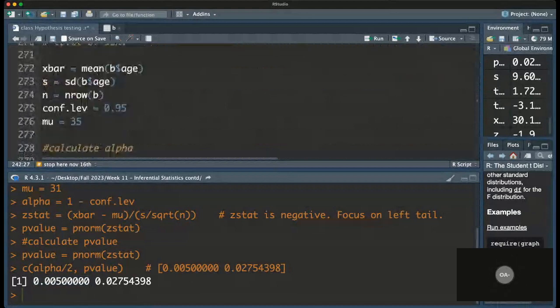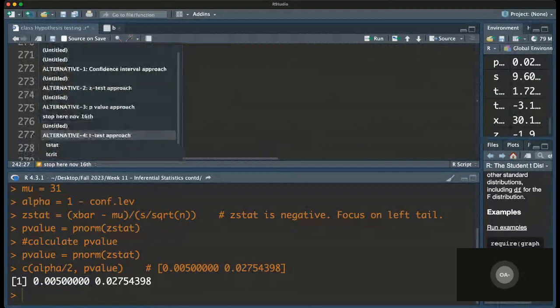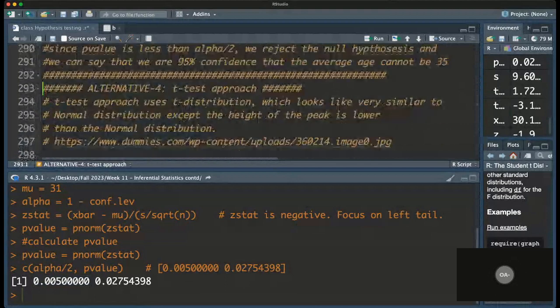I want to skip to the t-test approach, which will be the 4th technique. Okay, the t-test approach. So we've been looking at this normal distribution, and we'll be using the z-tests all along. But when you don't have a large data set, primarily when your data set is less than 30 rows, you should use the t-test because it's optimized for smaller data sets.